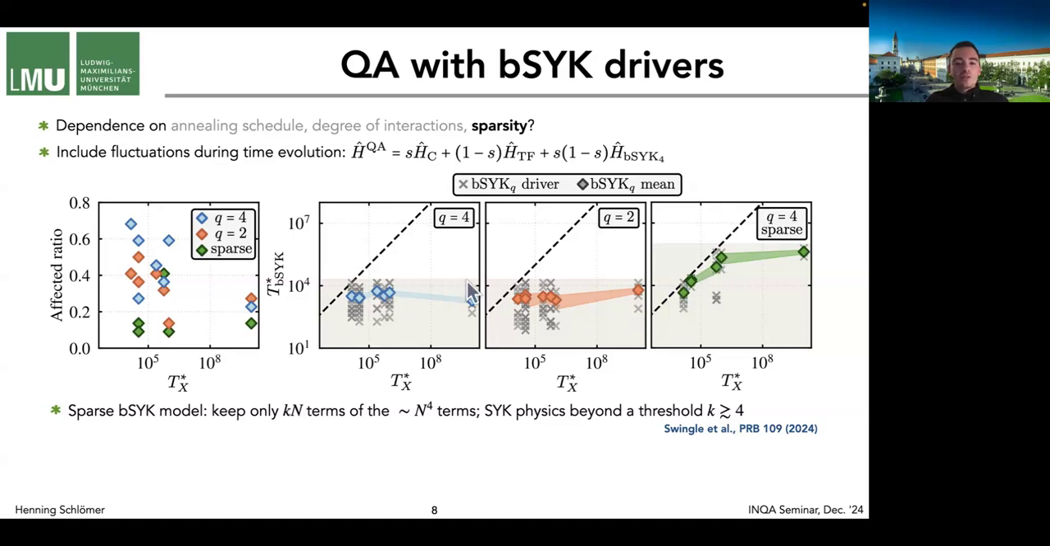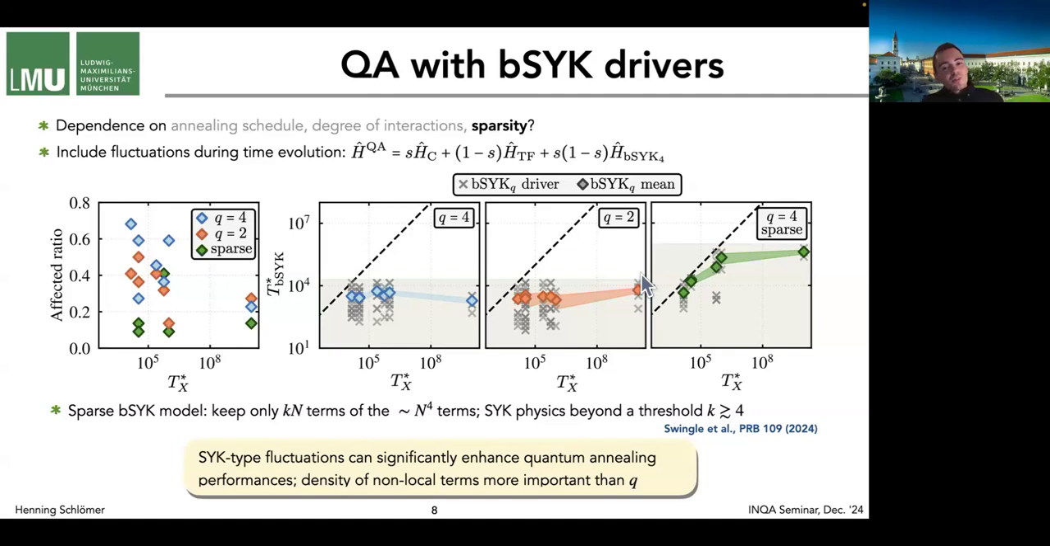And these mean values, which are shown here by these diamonds of the successful instances, rather follow the line of the point where the T star BSYK is equal to the T star X, compared to what we saw here earlier. Okay, so it seems like these SYK type of fluctuations can significantly enhance quantum annealing. However, the density of these non-local terms seems to be more important than the Q itself. So it seems like this non-locality, in our numerical experiments, is more important than this chaotic nature of the system.